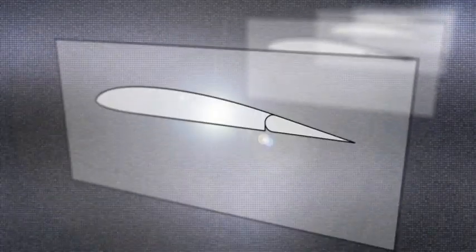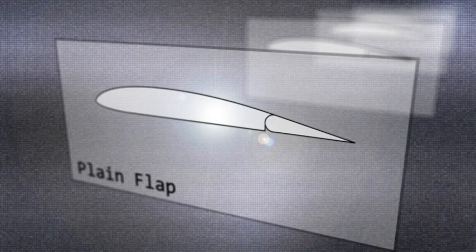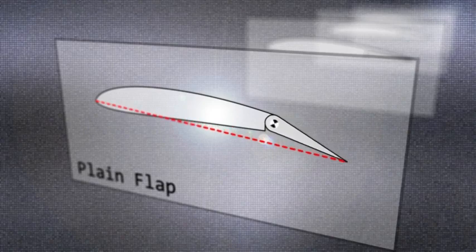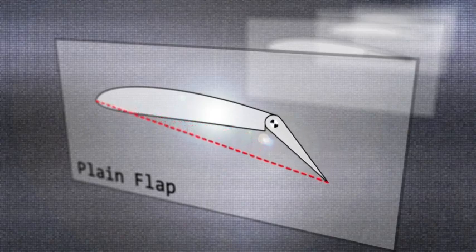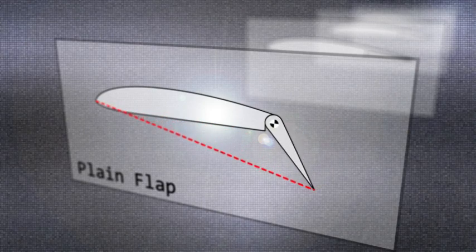There are 4 popular types of flaps, each with their own set of characteristics that designers use to best suit their airplane. The plain flap is attached to the wing by a hinge at the front of the flap. When deflected downward, it changes the chord line and increases the camber, which increases the wing's ability to create lift.